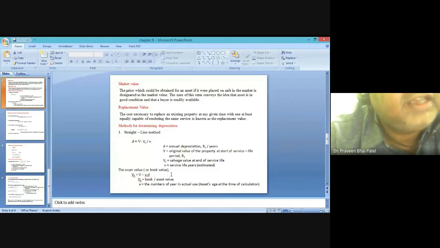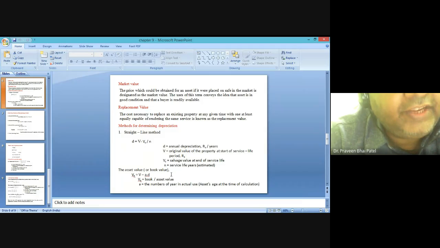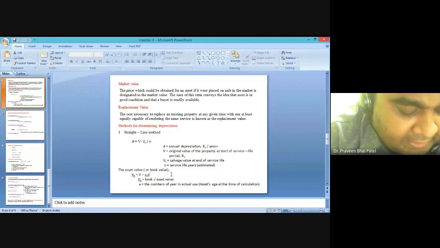The asset value or book value is VA = V minus A times D. VA is the book value or the asset value of that particular product. A is the number of years in actual use. And D is the depreciation value per year.